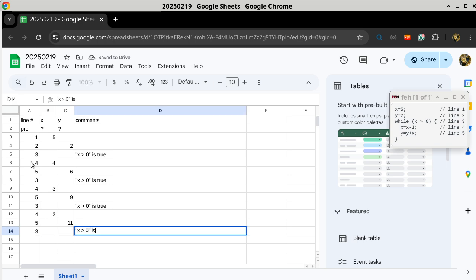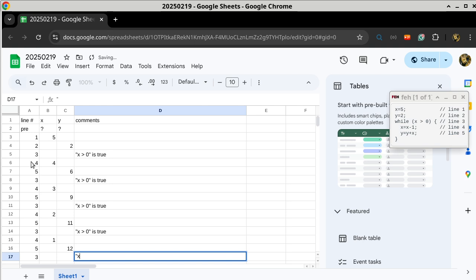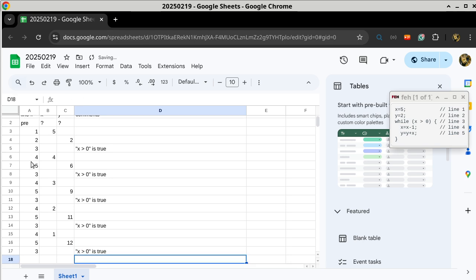x is greater than 0 is true again. We go to line 4. We decrement to 1. And then we go to line 5. And line 5 is adding 1 to 11, which will give us 12. Then we go back to line 3 again, and x is greater than 0 is still true.